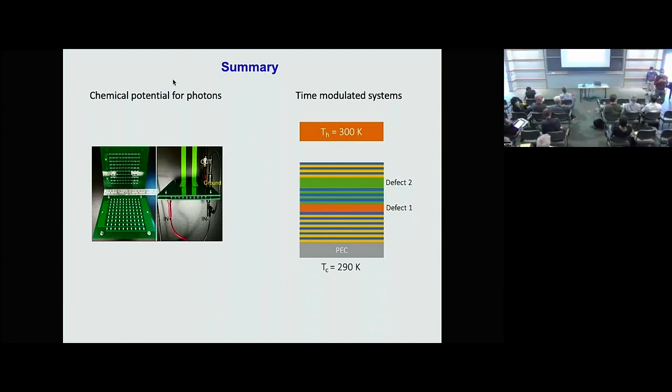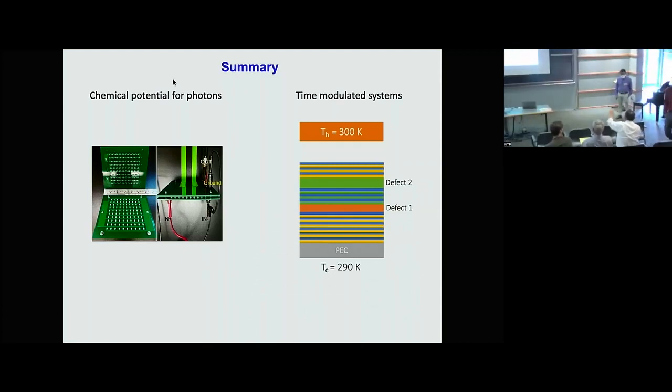For a couple of questions. Thank you, very nice talk. I have a quick question. You mentioned you modulated the dielectric function, yeah. But you didn't... what's the methodology?